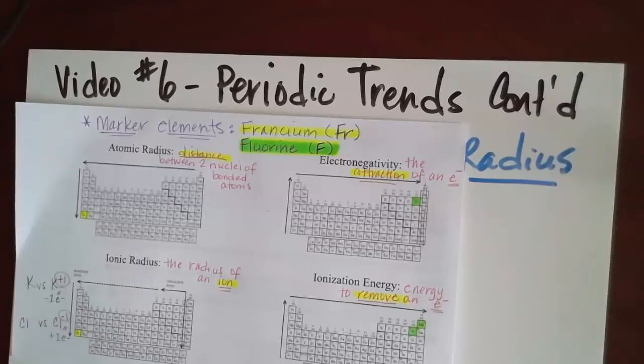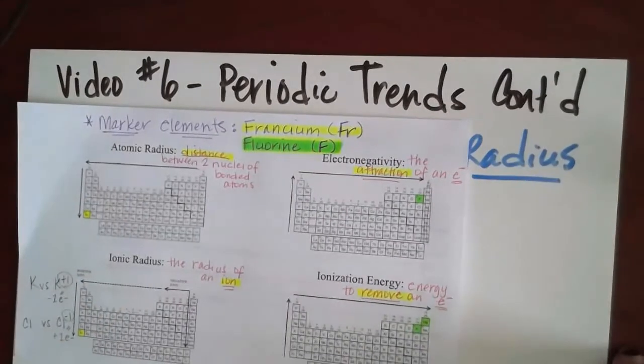Okay, this is video number 6, periodic trends. We're going to be talking about atomic radius and ionization energy. Hopefully this is the last one and we'll be good to go.